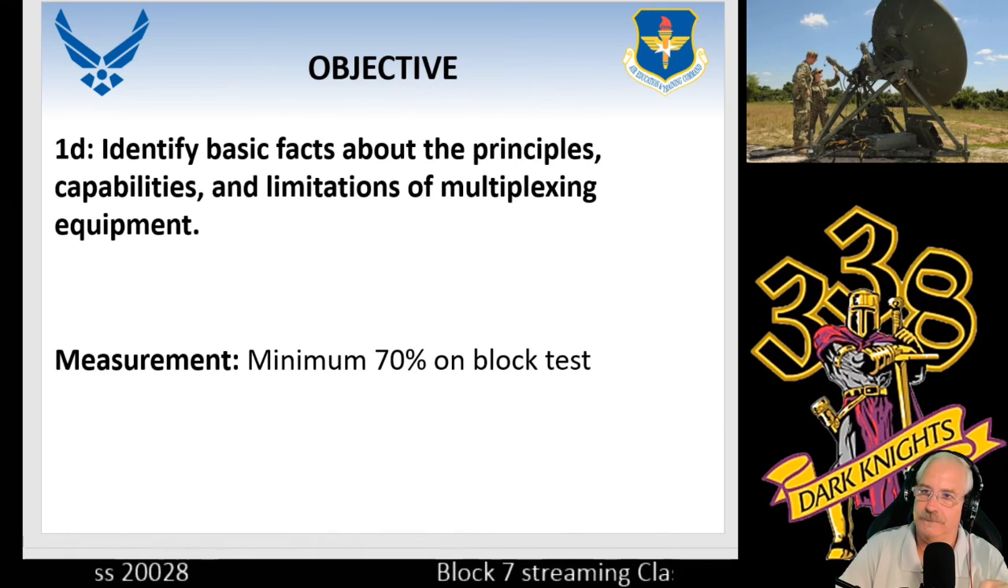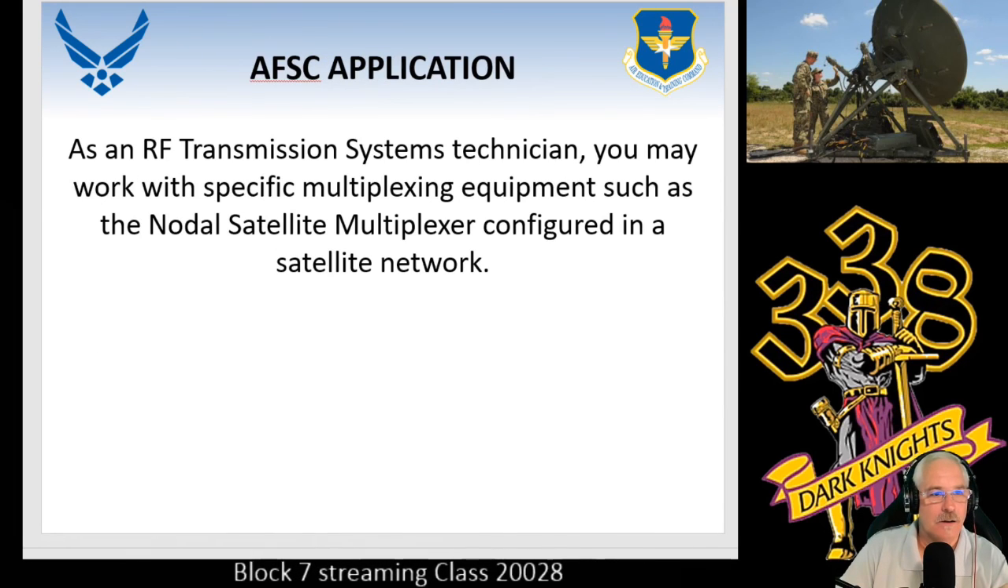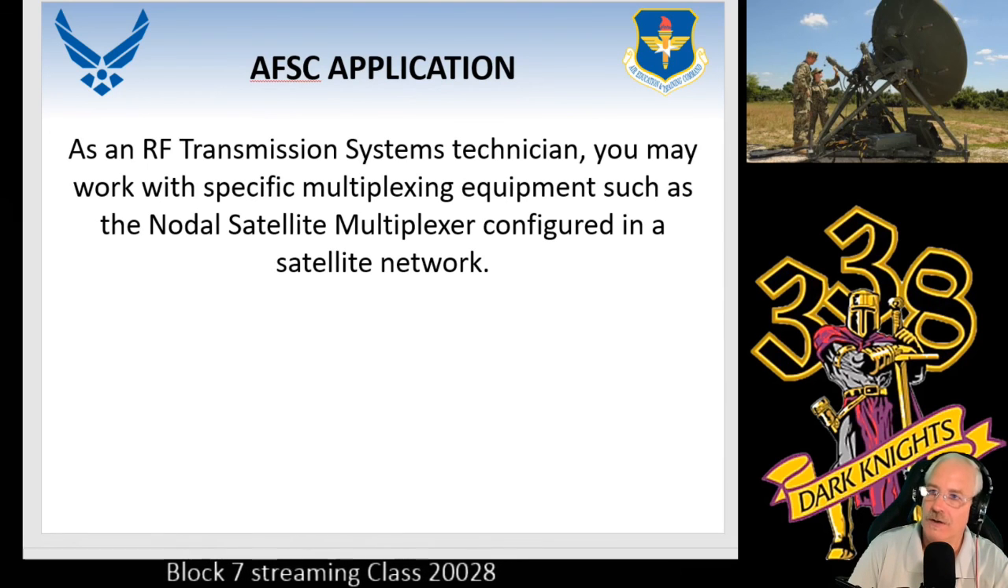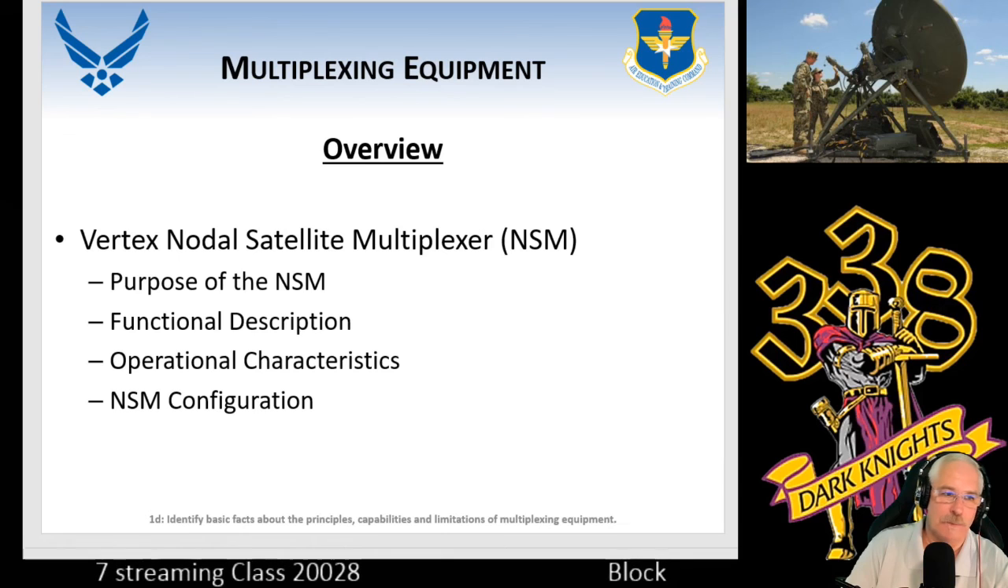1 Delta. So that was 1 Charlie. This is 1 Delta: identify basic facts about the principles, capabilities, and limitations of multiplexing equipment. You're going to work with them. In this case, we're going to be looking at the nodal satellite multiplexer, better known as the NSM50. We're going to look at the purpose, functional description, operational characteristics, and NSM configuration.